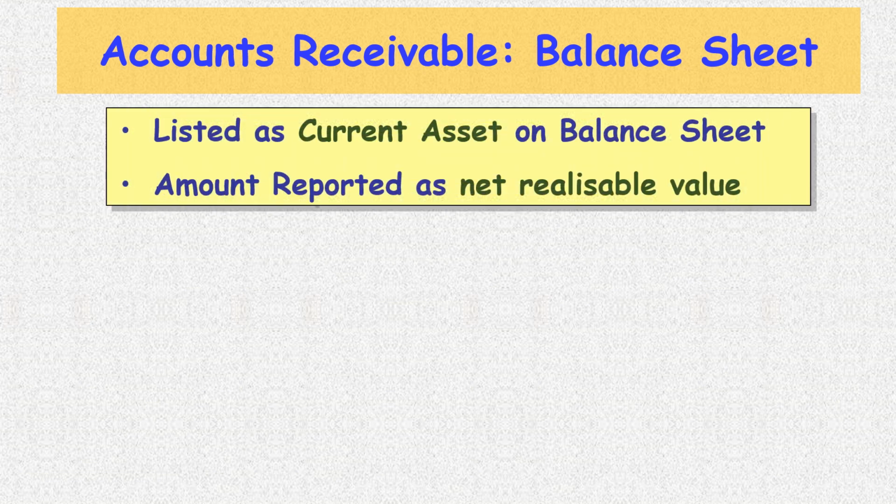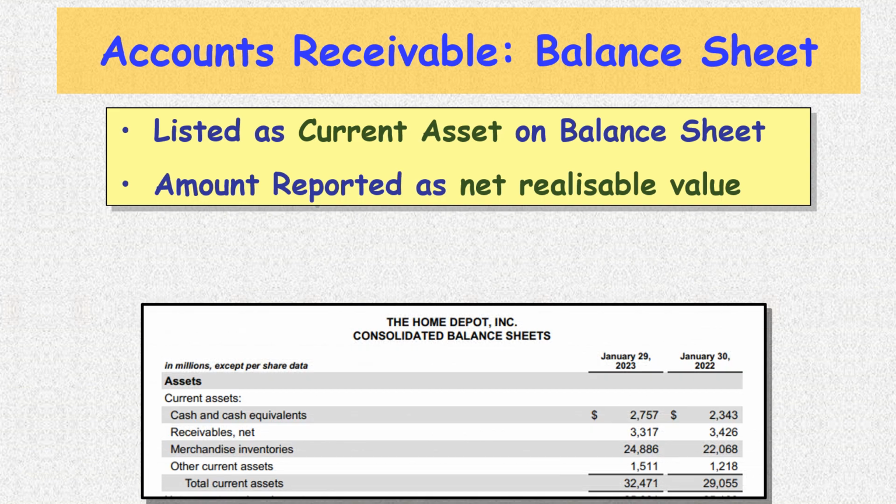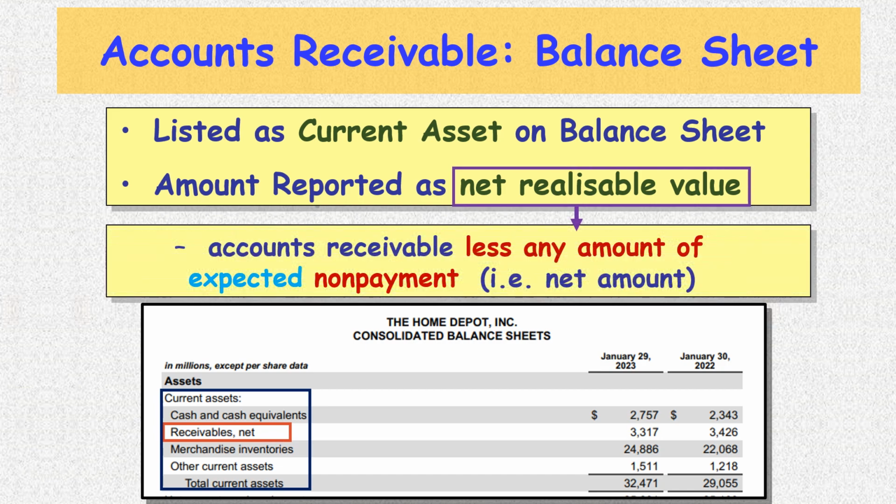How is receivables reported on the balance sheet? Well, the receivable is an asset for the business. So it will be reported on the balance sheet as a current asset. So for the Home Depot balance sheet, receivables is reported under the current assets. And remember that the amount that is reported will always be net realizable value, or simply called net amount.